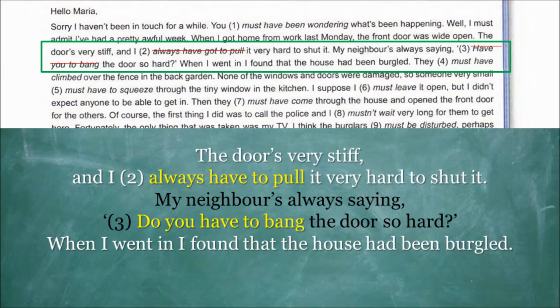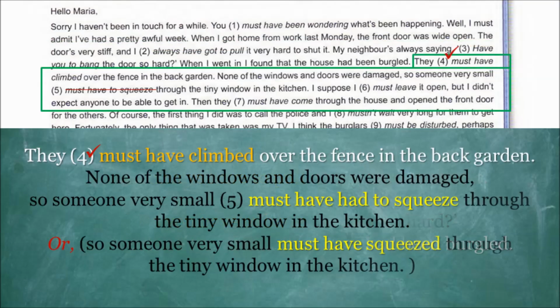The door's very stiff, and I always have to pull it very hard to shut it. My neighbor's always saying, "Do you have to bang the door so hard?" When I went in I found that the house had been burgled. They must have climbed over the fence in the back garden.